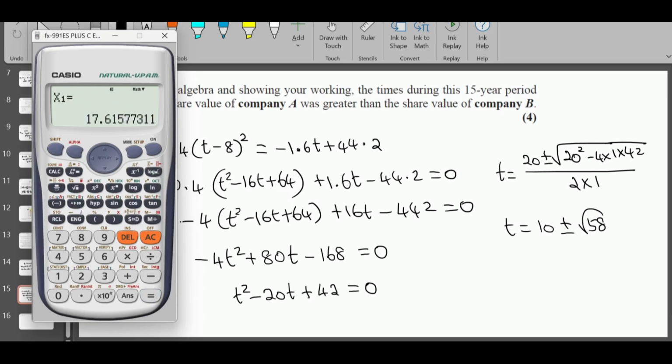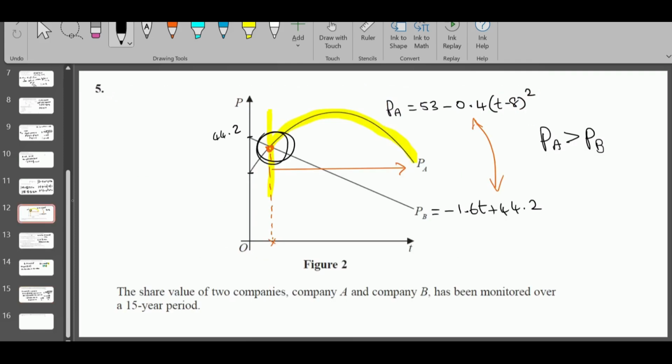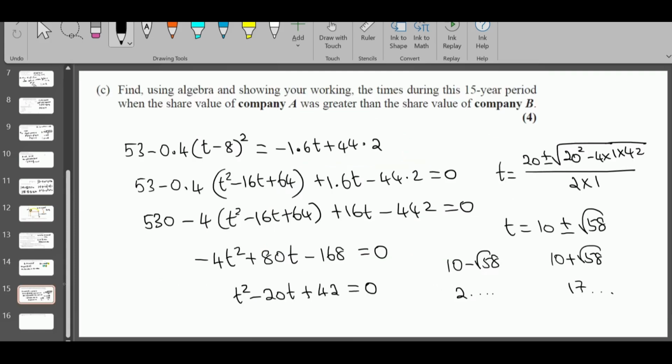So you got two values. 10 minus the square root of 58, which is 2 point something. 10 plus the square root of 58, which is 17 point something. Which would be the x coordinate of this point? The total is already a 15-year period. This is 15, the value of t. So this cannot be 17, right? So it has to be 2 point something, right? So therefore, t is equal to, we will take only this, not this.